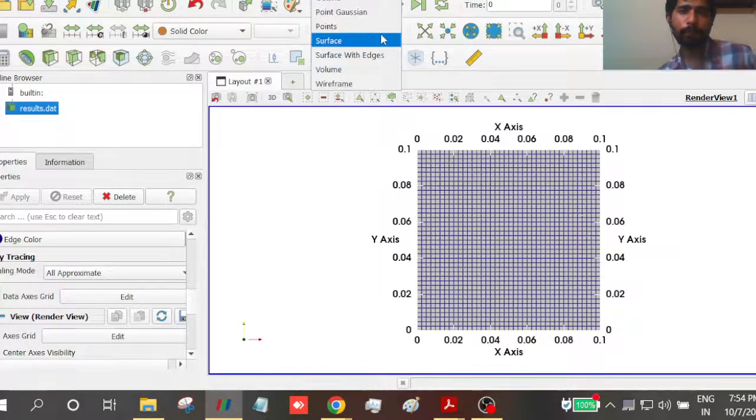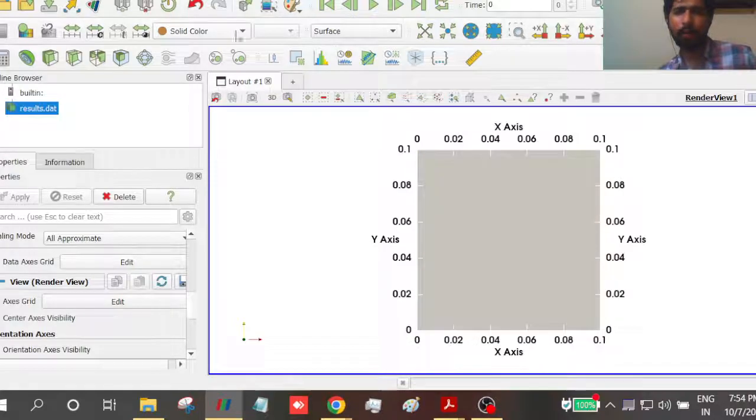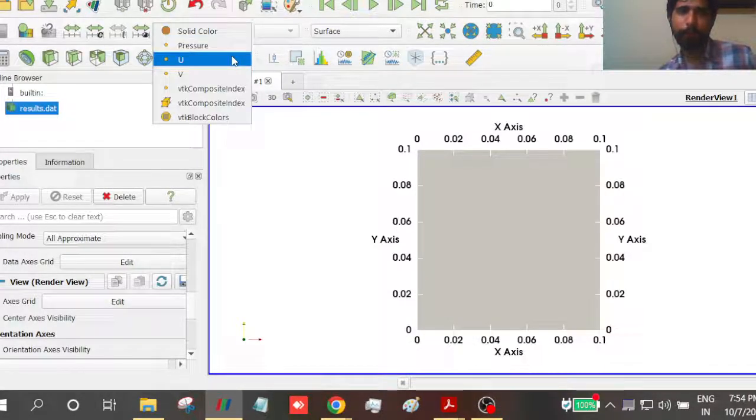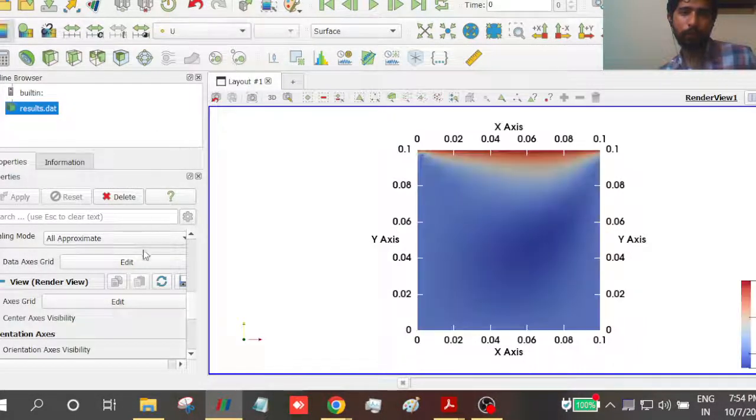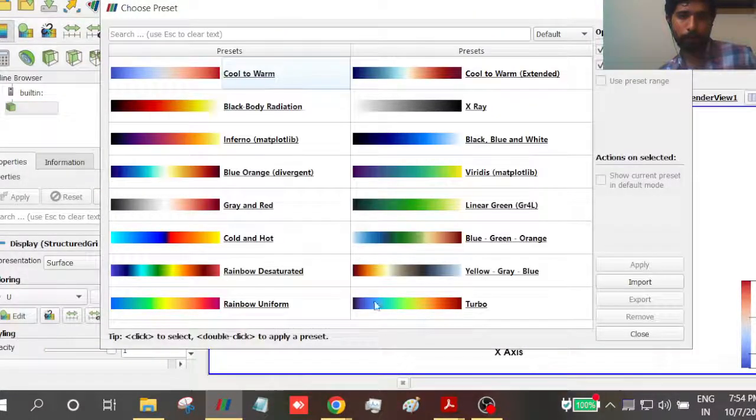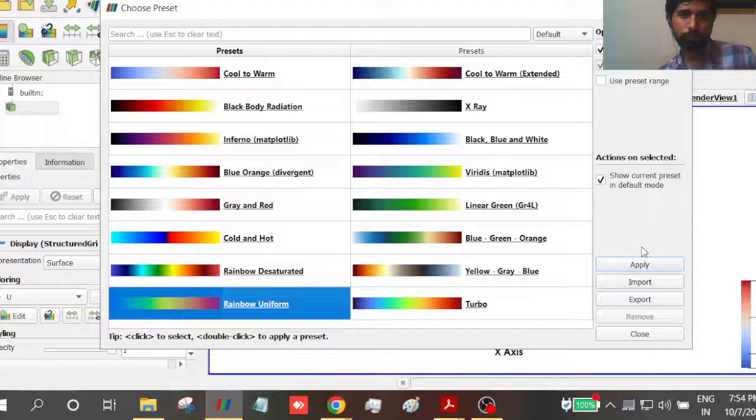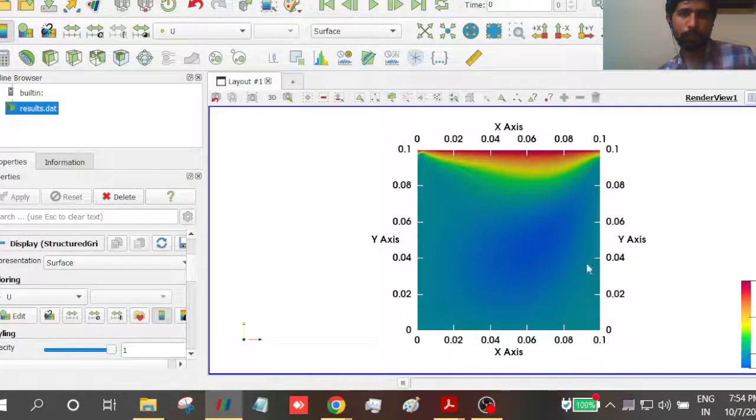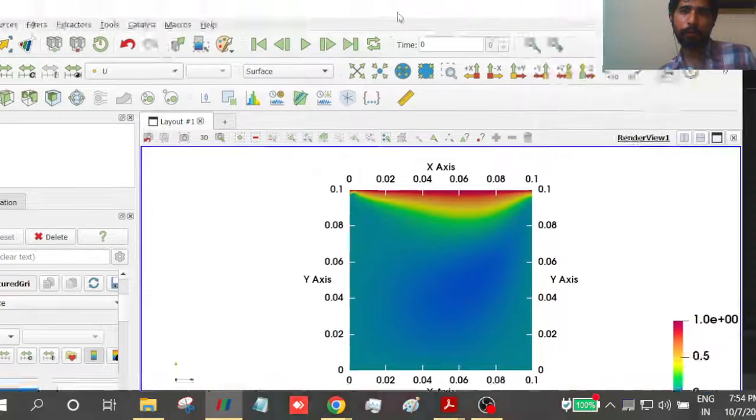You can define the grid and all in this code very easily. Then you have the values for velocity, which you can try to visualize using different color schemes also. You can take a velocity profile along one particular direction and then compare it with the literature to see whether this code is correct or not. So that you can try yourself.